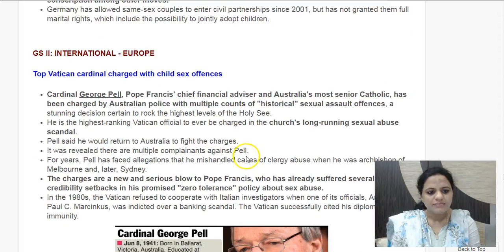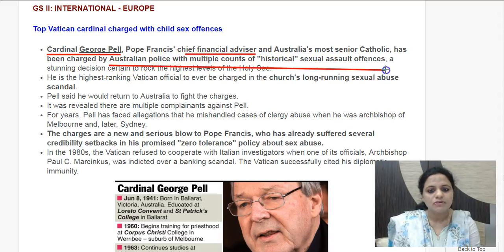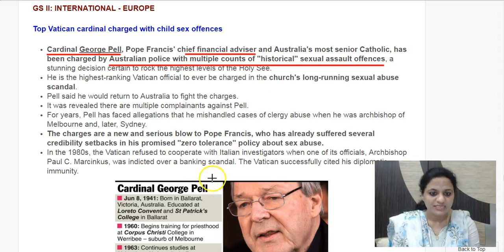Then the next news item is top Vatican Cardinal charged with child sex offences. This is regarding Cardinal George Pell of Vatican, who is Pope Francis's chief financial advisor. And now he has been charged by Australian police with multiple counts of historical sexual offences. And he will be arrested. He said that he will go ahead and get himself handed over to Australian authorities.